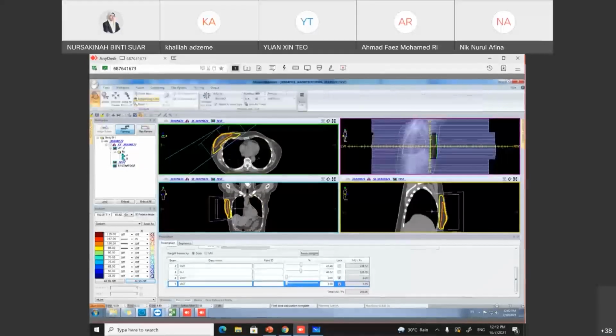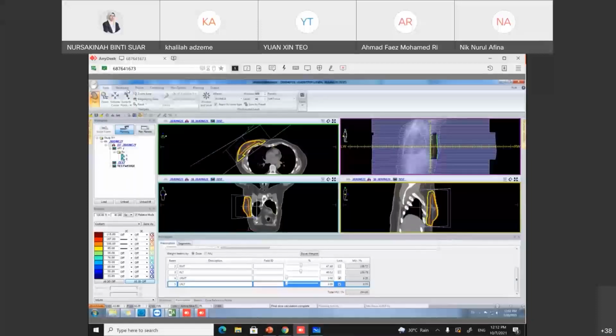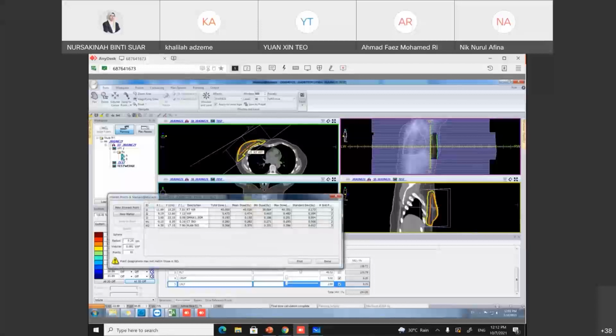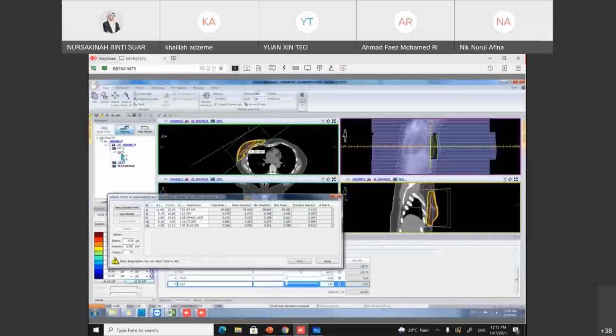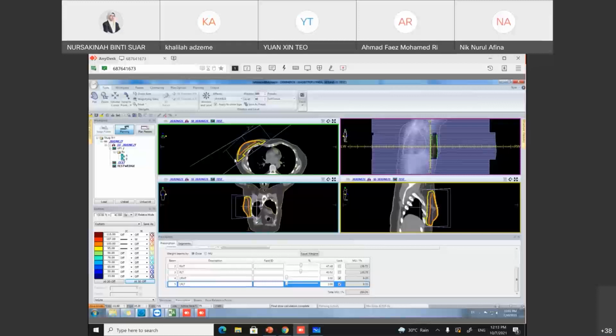Wait, let me see. Right. Okay, I can move my point. Whenever you move your prescription point, the 100% will follow that point. So I want to move it deeper. And now I already moved it deeper; you can see the difference from the orange color 100% to the light purple point there.